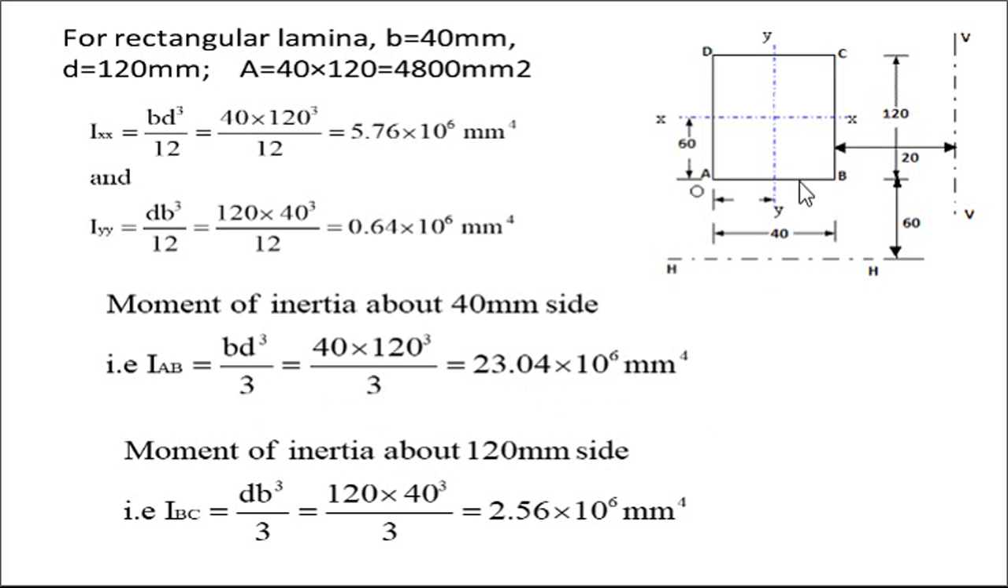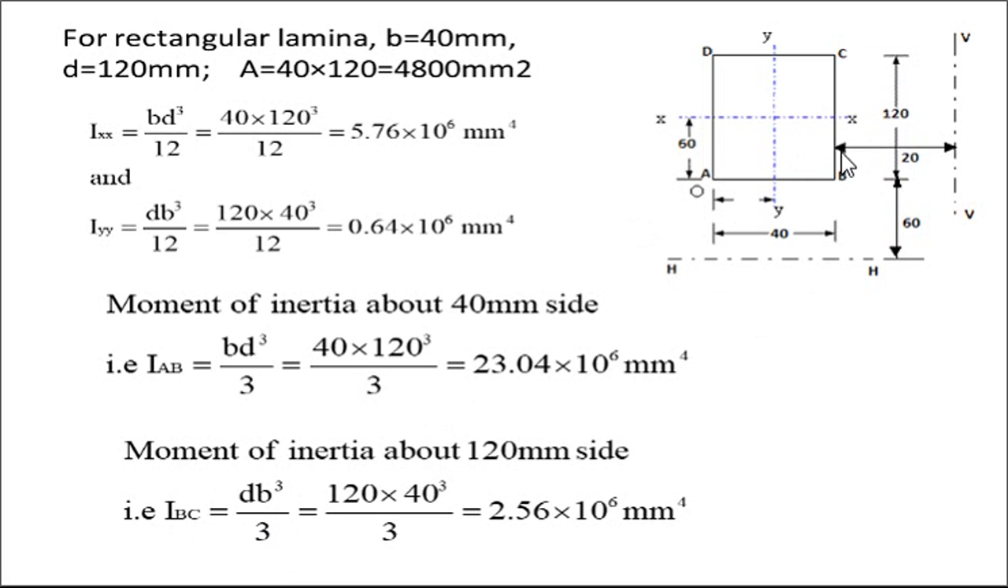After that, the moment of inertia for the 120 side. 120 side means this BC side. This BC side is 120 mm. You can see here the dimensions are written. Again the same formula, but the only change is the parallel dimension and perpendicular dimension. So IBC, the moment of inertia about the BC side, is dB cube by 3.